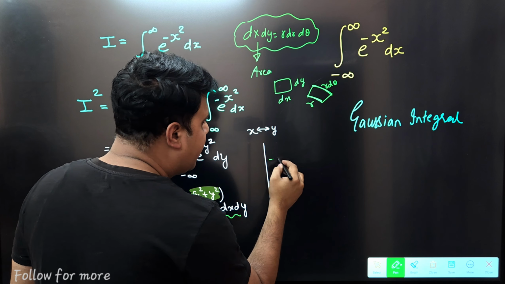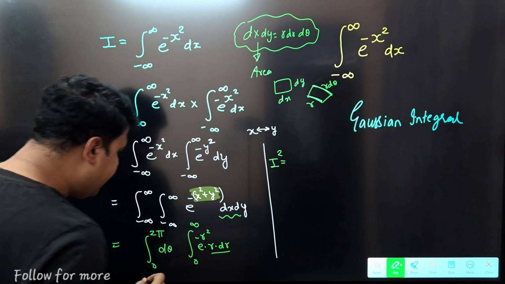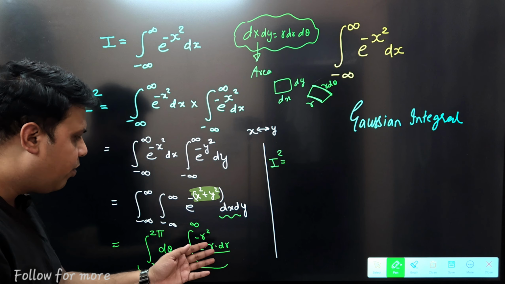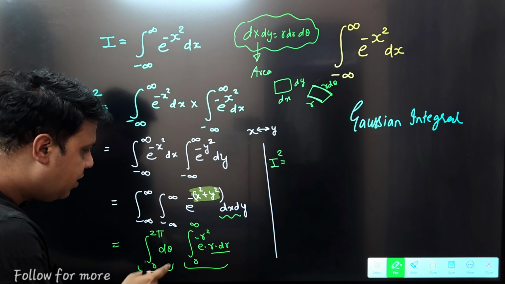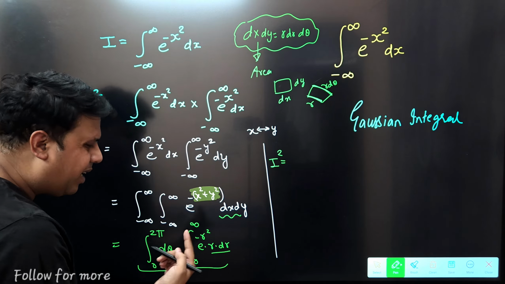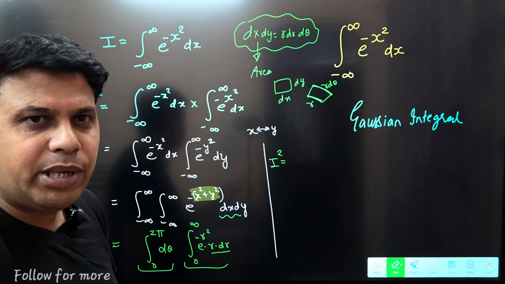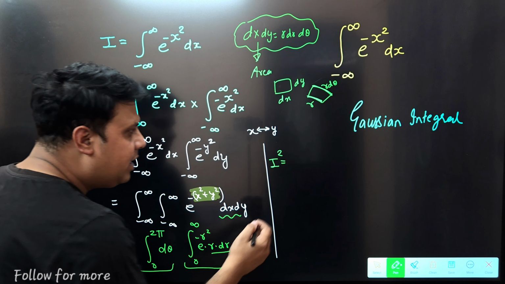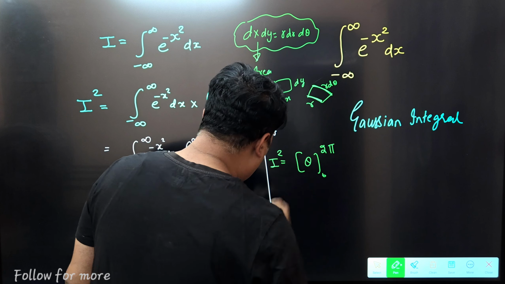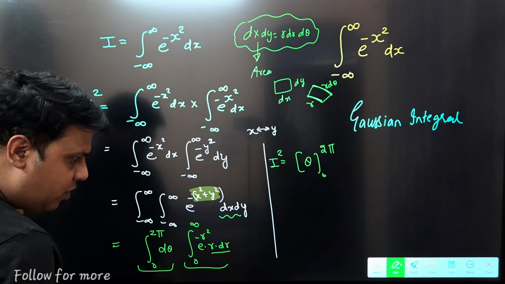Now this is I squared equals to. These are independent, these are two different integrations, so we are not bothered about the replacement, we can do them independently. So what is the integration of this? Something like x dx, so dx will be x, right? So it is only θ, and the limit is 0 to 2π. Now I can replace, right?